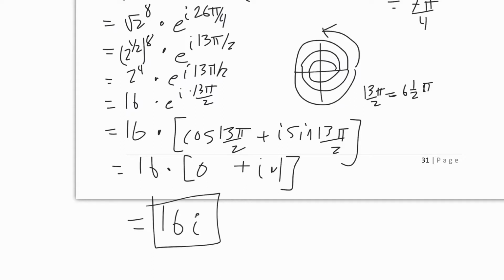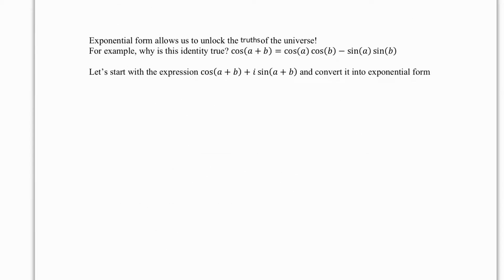And again, we're able to find that answer quite quickly without having to do any foiling, any of the FOIL and the multiply with the complex numbers. We really just use exponent rules and our knowledge of trigonometry. Now, believe it or not, exponential form actually allows us to unlock the truths of the universe.